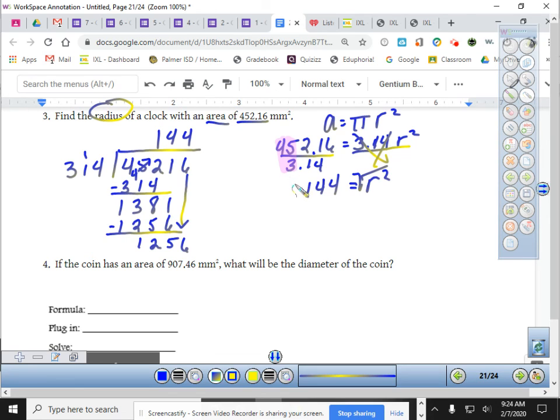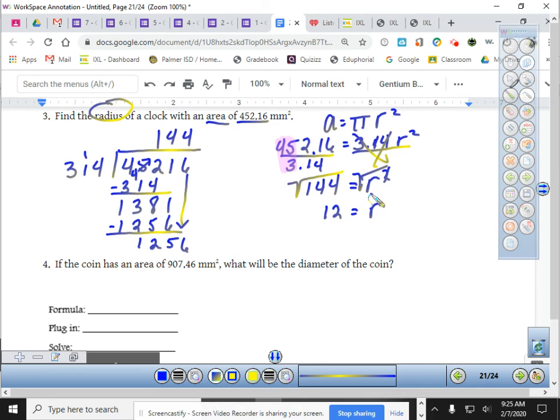Now what do I do? What's that called? Say it. Square root. Square root it. Now we square root that, the 2 goes away. We got r. What is the square root of 144? If you don't know, it's right there, up to 25 squared. So all the way up to 625 to find the square root is right there. If it's bigger than that, we'll figure it out. What is the square root of 144? 12. The radius is 12.